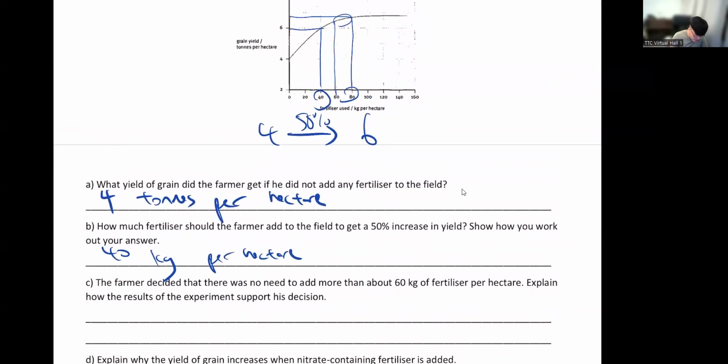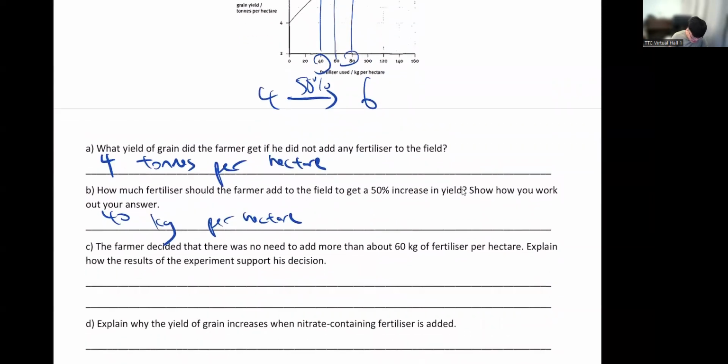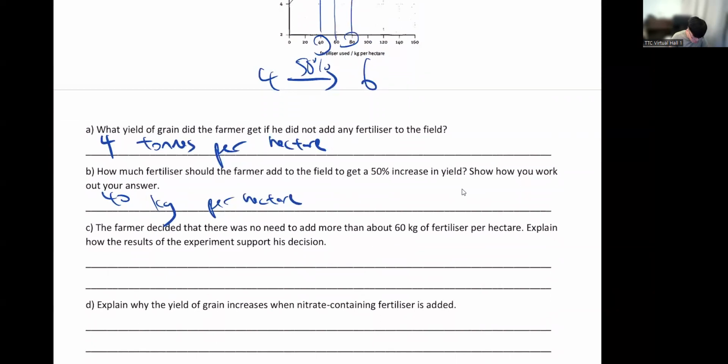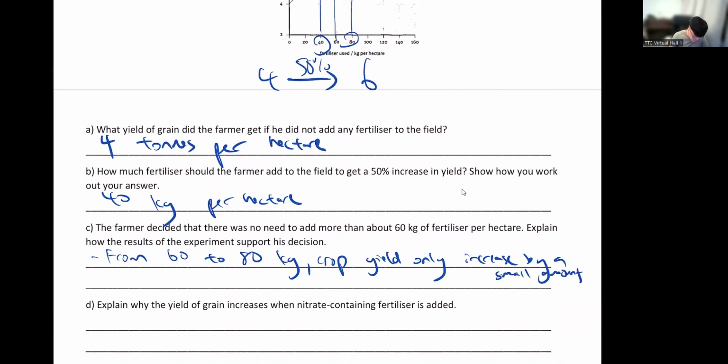Okay, so you should draw a line here. You should draw a line here and then explain. So why should he not go beyond 60? Because you can say from 60 to 80 kg, crop yield only increases by a small amount. Okay, and then you can say beyond 80 kg, crop yield is minimal, right? You don't get any huge gains anymore, right?